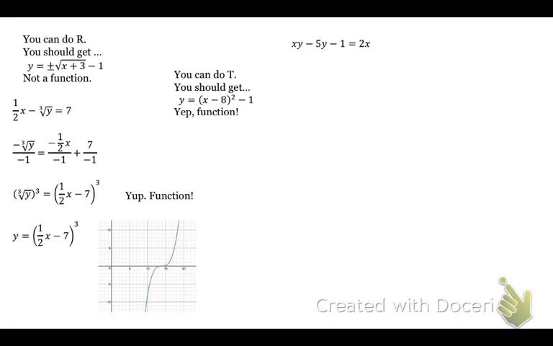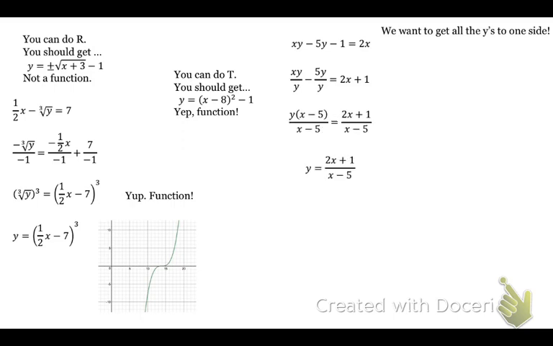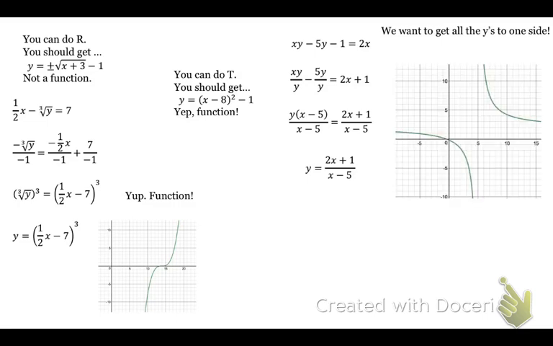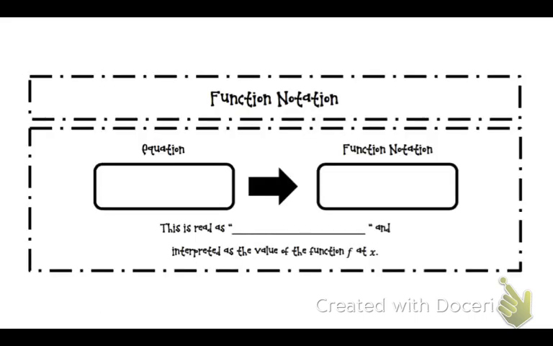Okay, let's look at this one. This one's a little bit trickier. You guys can do it, though. So I have xy minus 5y minus 1 equals 2x. We want to get all my y's to one side, so I'm just going to get rid of that 1. So I get xy minus 5y equals 2x plus 1. And I'm going to factor out a y on the left side. So I get y times x minus 5 equals 2x plus 1. Divide by that x minus 5, and you get y equals 2x plus 1 over x minus 5. Graph that in your calculator, and that is a function. Okay?